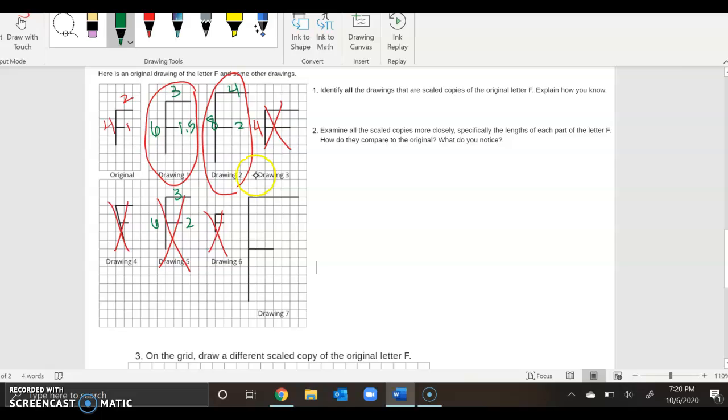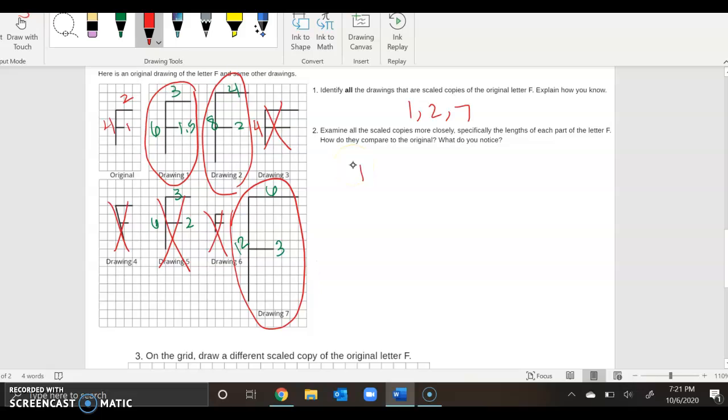And then drawing 7 is 12 units tall, 6 across the top, and 3 in the middle. So I can do 4 times 3 gives me 12. 2 times 3 gives me 6. 1 times 3 gives me 3. So drawing 7 is a scaled copy because I was able to multiply all sides by 3. So our scaled copies are drawing 1, 2, and 7.